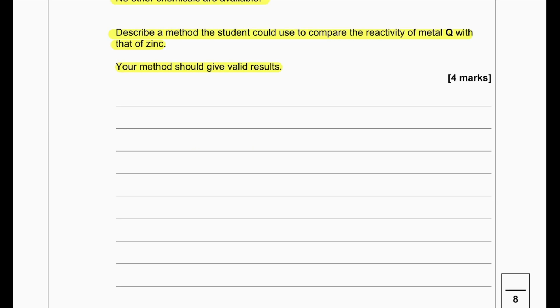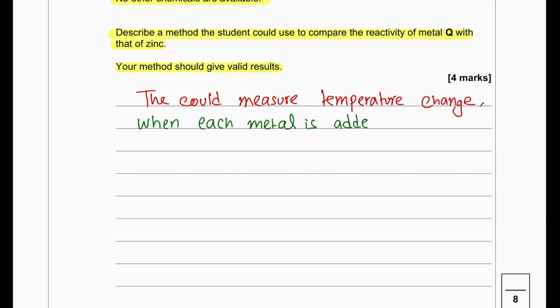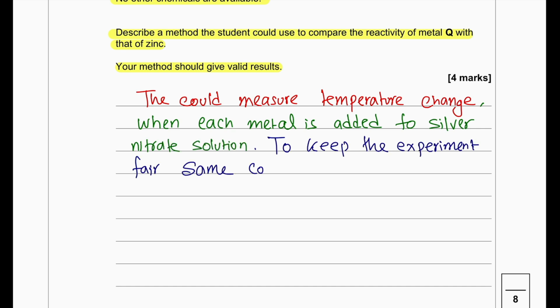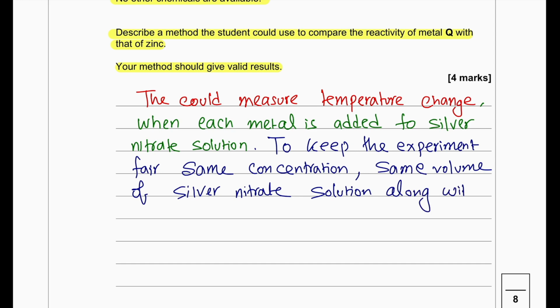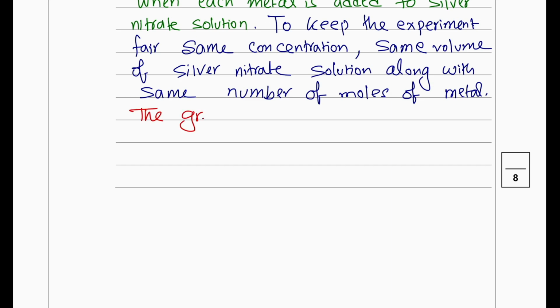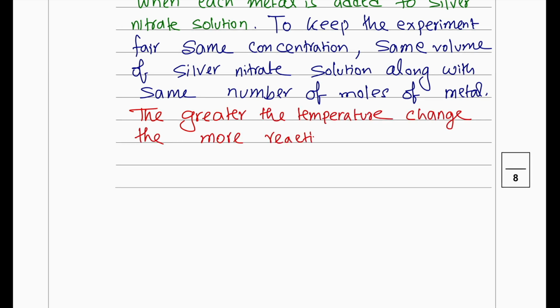The student can measure the temperature change when each metal is added to silver nitrate solution. To make this experiment fair, the student should use the same concentration and the same volume of silver nitrate solution. The student should also use the same moles of metal for all the experiments. The greater the temperature change, the more reactive that particular metal is.